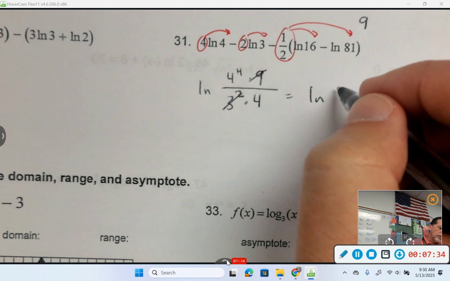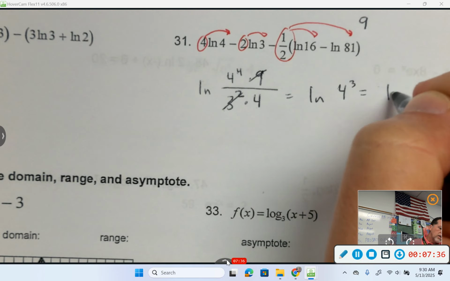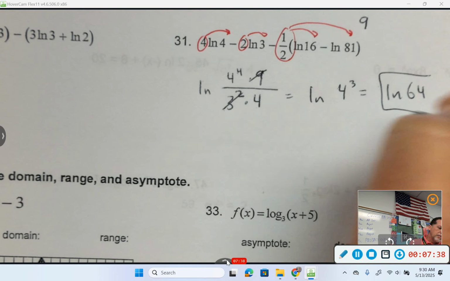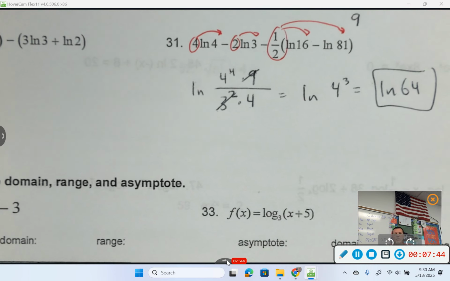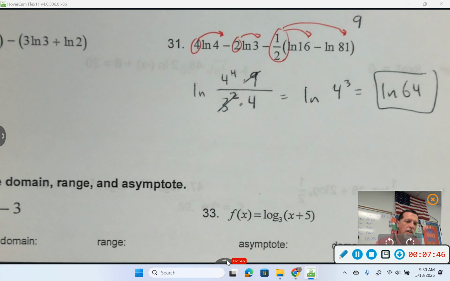4 to the 4th over 4 is 4 cubed. And we get a reasonable answer. After, I don't know, maybe not being so sure with 4 to the 4th times 9 in the numerator.